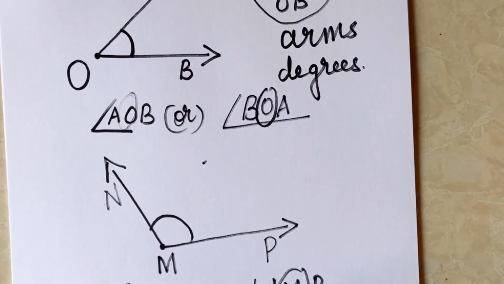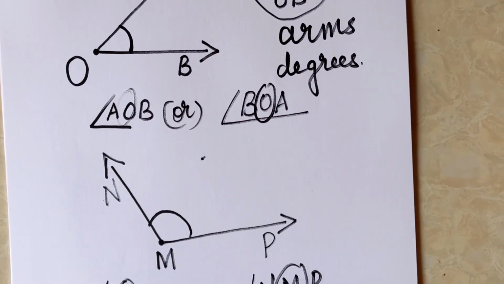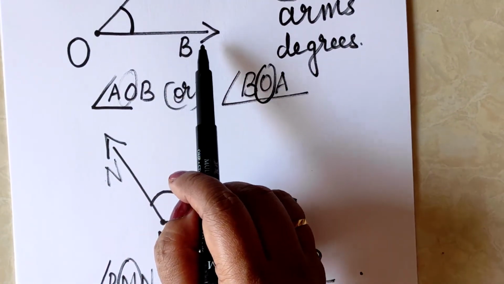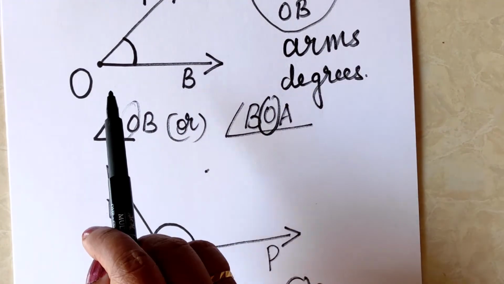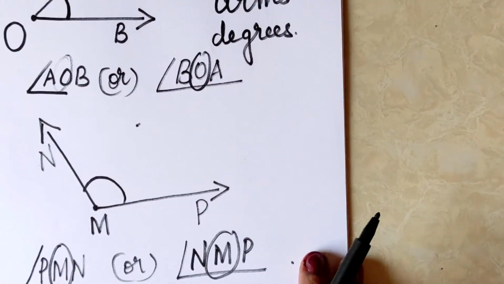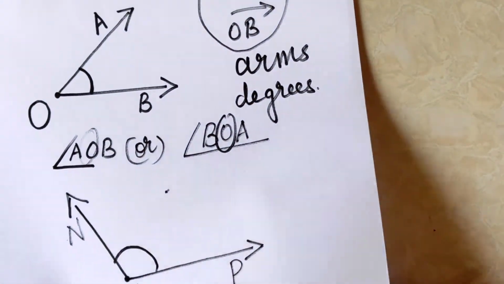You will read an angle: angle PMN or angle NMP. Here, angle AOB or angle BOA. So this is how we have to read an angle, form an angle, find an angle. Suppose the two arms, I already told you, the two arms only make an angle.